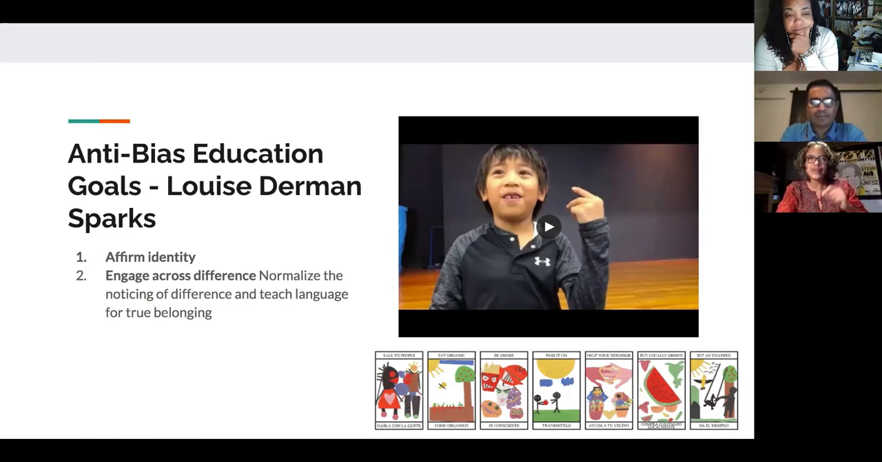Understanding, like helping our young people normalize the noticing of difference, and then really teaching them language to help them understand how they belong and how all of us belong.